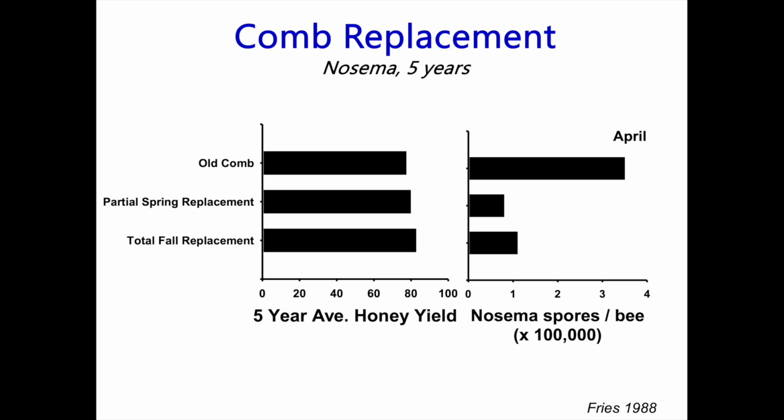And comb replacement does work. This is for Nosema disease, and there's all sorts of evidence for other diseases. Here's a colony on old comb over 5 years of replacement. You can see it has lots of Nosema. If you replace the comb in the spring or did something like we saw on that other slide where you replaced all the comb in the fall with this kind of replacement, the disease levels go down.